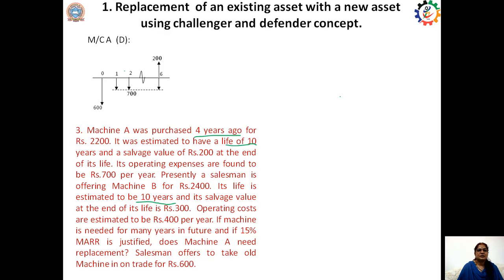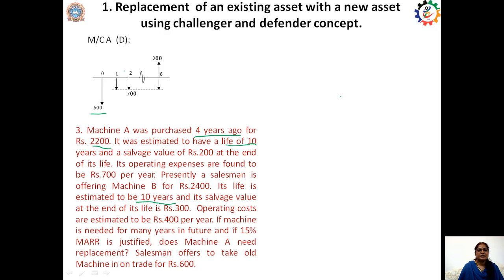Now the initial cost, actually here it is given as 2,200, but note that 2,200 is not considered because it is 4 years ago. How much is to be considered today? It will be there in the problem. We have to go in search of it.